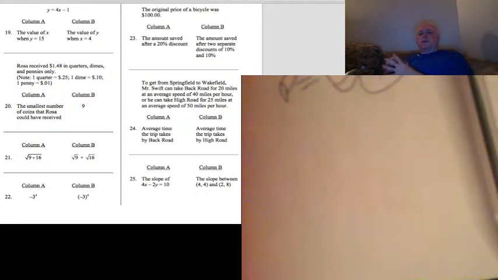Okay, 23 says the original price of a bicycle is $100. So column A represents the amount saved after a 20% discount, and column B represents the amount saved after two separate discounts of 10% and 10%. Now this question comes up in a lot of standardized tests. It normally doesn't take this exact form. It takes a slightly different form.